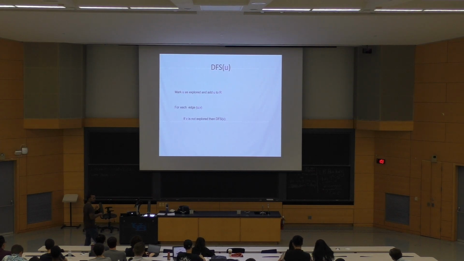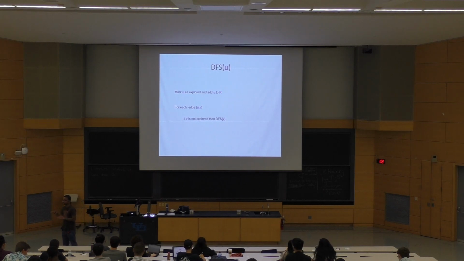Then you look at all neighbors of U. That is, look at all edges which have one endpoint as U and the other endpoint as V. If V is not explored, then you recurse on V. If it's explored, that means you've already looked at it, so you just ignore that part.